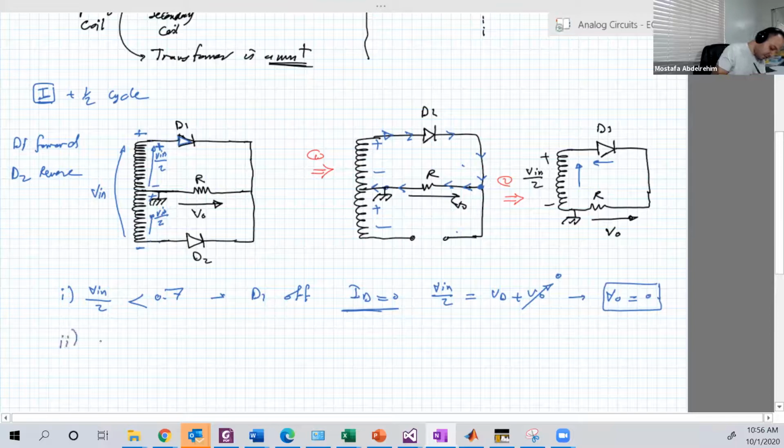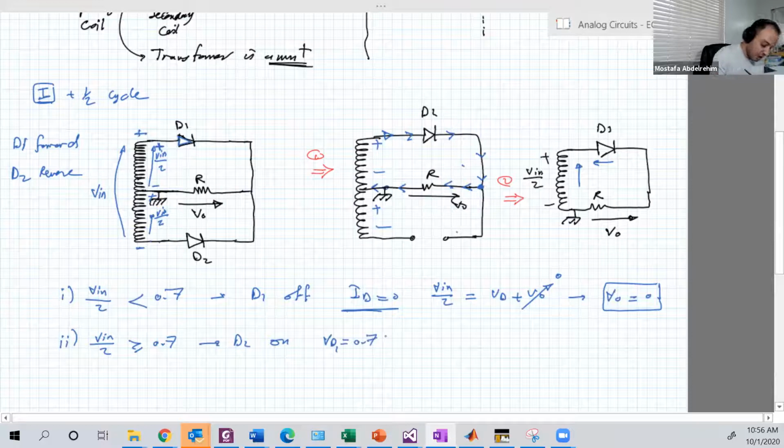Number 2, when V input over 2 is larger than or equal to 0.7, now D1 will be on, so Vd1 is equal to 0.7. So by Kirchhoff here, VO will equal V input over 2 minus 0.7.